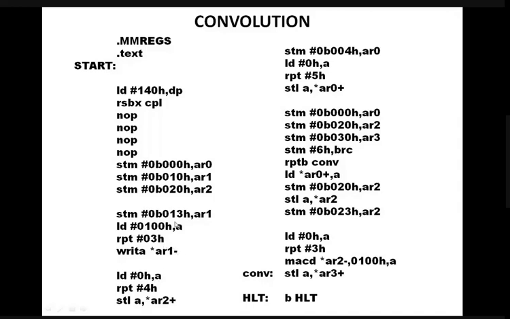Then again, this is the loop which performs that operation. And again, we are clearing the accumulator by loading the accumulator with the immediate constant 0, and repeating the next instruction 4 times. So AR2 is also being cleared here, because you see, store the lower word of the accumulator to the memory location pointed by AR2, because there is a star, and then post increment. There is a possibility of post decrement, and there is a possibility of post increment.